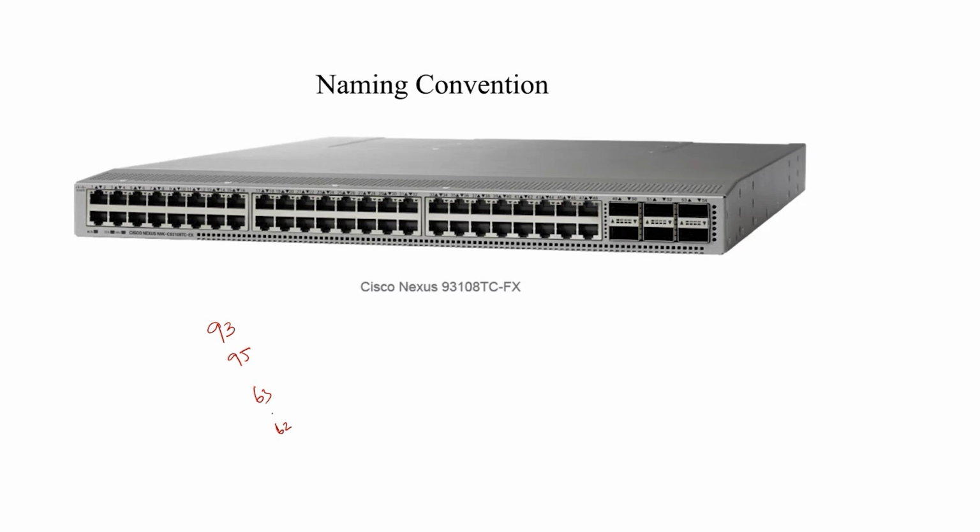62, 64 is there, 77 is there. Yes, the first two numbers represent the series. It is a 9K 9300, 9K 9500, 7K 7700 fabric interconnect. So likewise, the first two represent the series and the family.